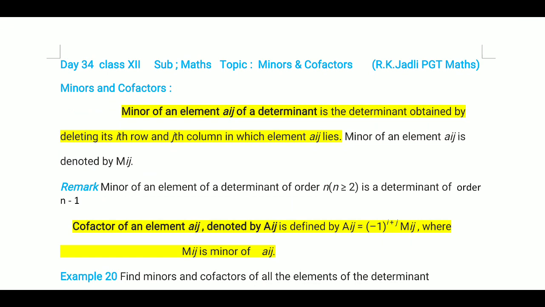It means the minor of an element of a determinant is obtained by deleting its row and column in which that element lies, and we get a small determinant, and the value of that determinant is the minor of the element.